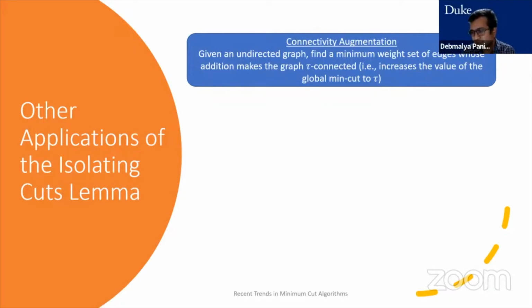Okay, now of course it's not just raising one cut. Of course there could be cuts that are between the current global min cut and tau. All of those need to be raised to tau in order for the new global min cut to be of value tau. Okay, and this is a well-studied problem. It's also studied because it has connections to something called edge splitting off. That's a primitive that's used frequently in graph algorithms.